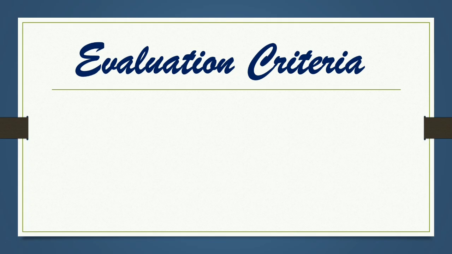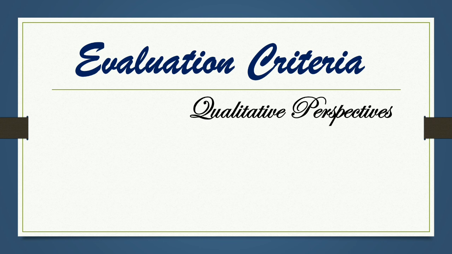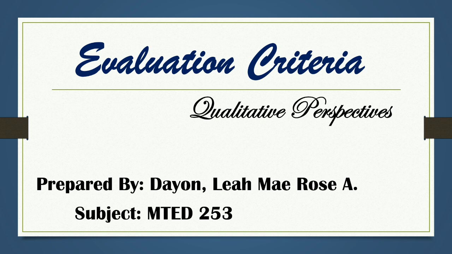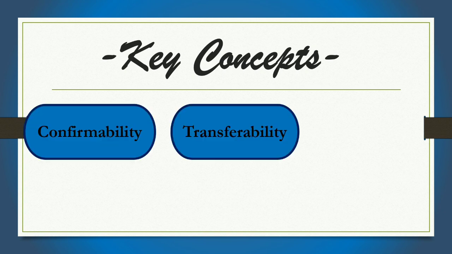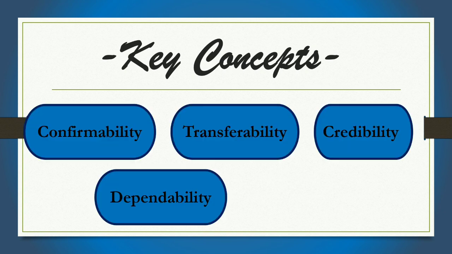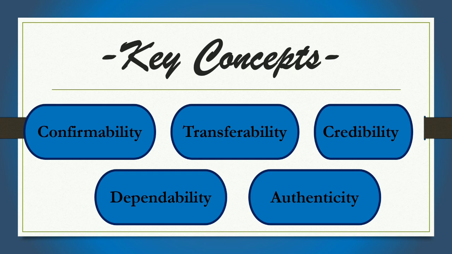Good day! In this video, we will be talking about evaluation criteria in qualitative perspectives. Now, evaluation of qualitative research typically focuses on criteria that assess rigor, authenticity, and depth of the study. The key concepts that we have to keep in mind are credibility, transferability, confirmability, dependability, and authenticity.